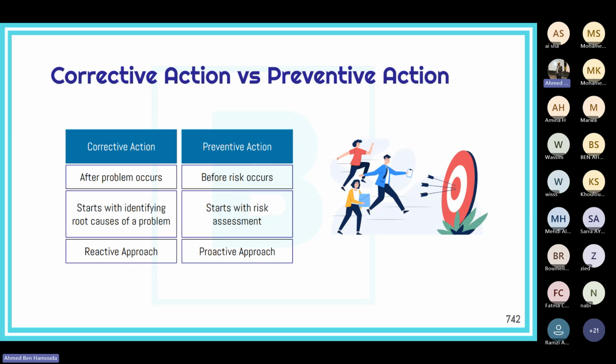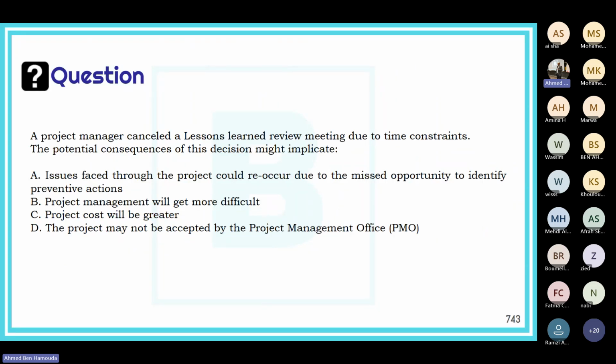What's the difference between a corrective action and a preventive action? Okay, so we talked about this earlier. We said that preventive action happens before the risk occurs. Usually it starts with assessing the risk, and this is the proactive approach. A corrective action happens after a problem occurs. We usually start with identifying the root cause of the problem, and it's a reactive approach. Okay. Let's have a question.